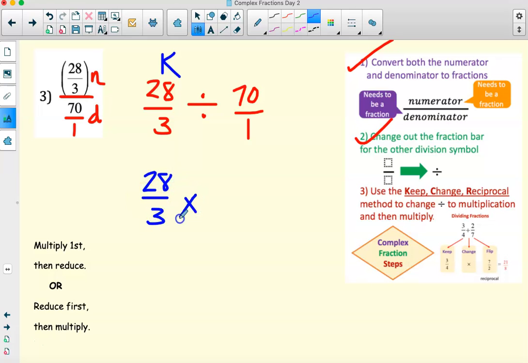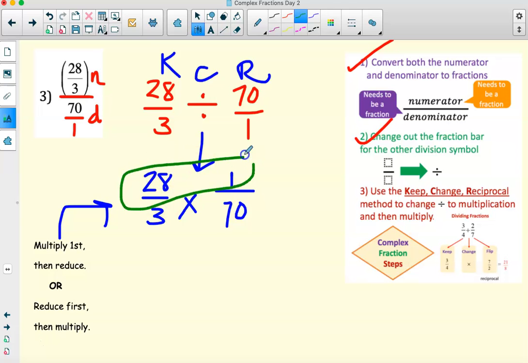Change the division to multiplication. And then record the reciprocal of the 70. In this example, I'm going to multiply first and then reduce. So I'll multiply 28 times 1 and I get 28. And then 3 times 70 is 210.